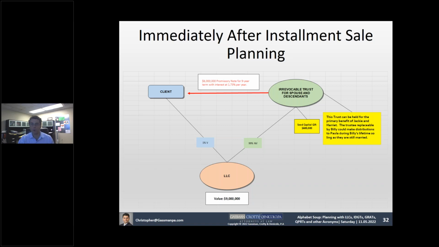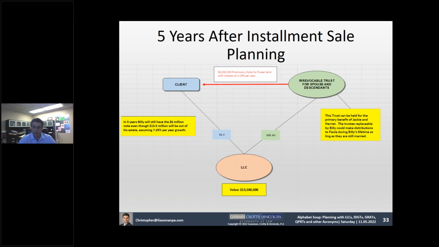But the way that this works is that each year after the sale, the trust, the SLAT, owes the client interest based upon the interest rate, and let's assume it's 1.73%. And 5 years later, you now have interest payments that go to the client, and the assets have grown from $9 million to $13.5 million. And by doing that, we were able to push out at least $4.5 million of assets out of the gross estate of the client because we froze the value at $6 million. In fact, more than $4.5 million, more like $7.5 million, because of the discounting mechanism and also because of the growth in the assets under the LLC.